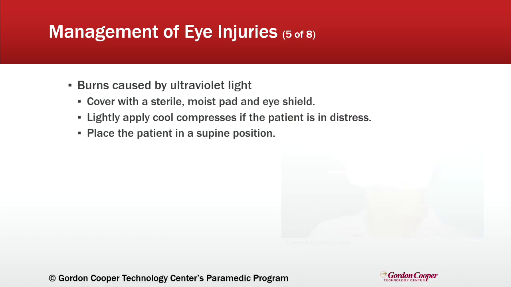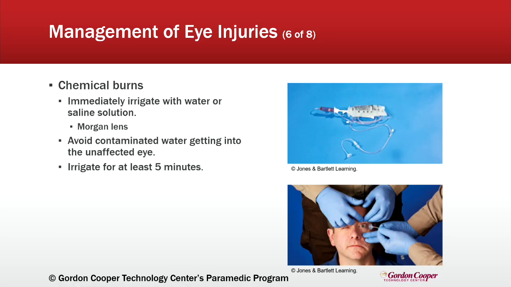For eye burns caused by ultraviolet light, cover the eye with a sterile moist pad and an eye shield. You can lightly apply a cool compress over the eye if the patient is in extreme distress, and then transport them in a supine position.